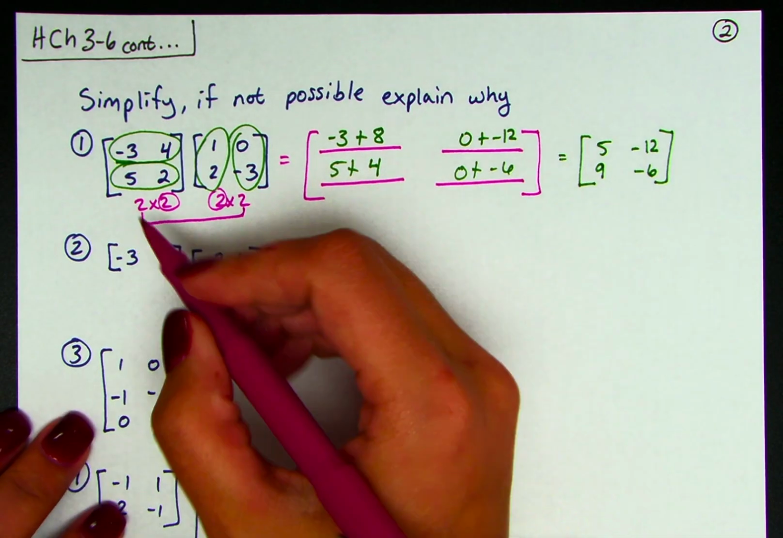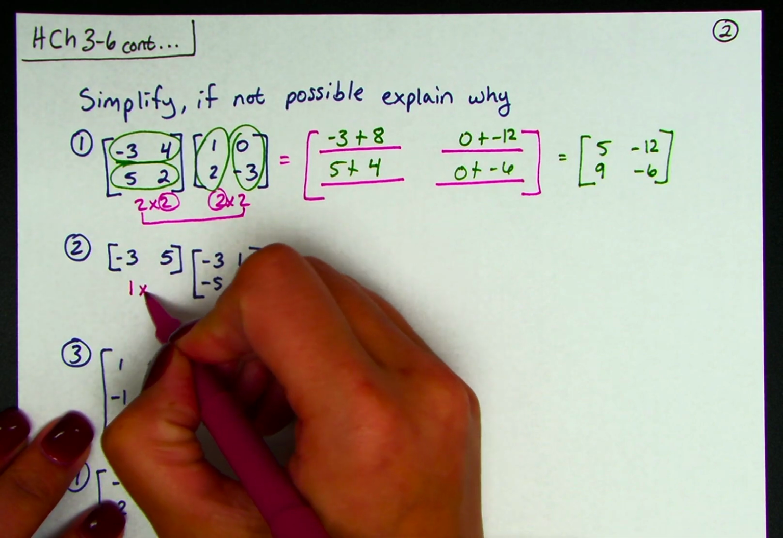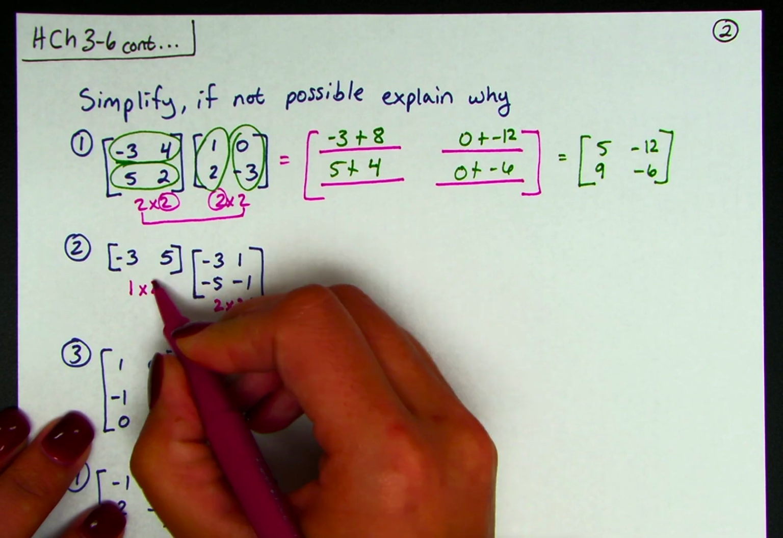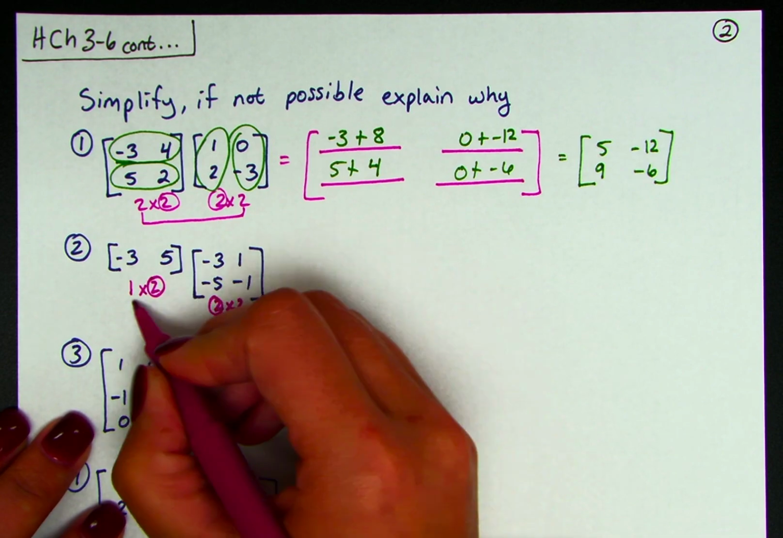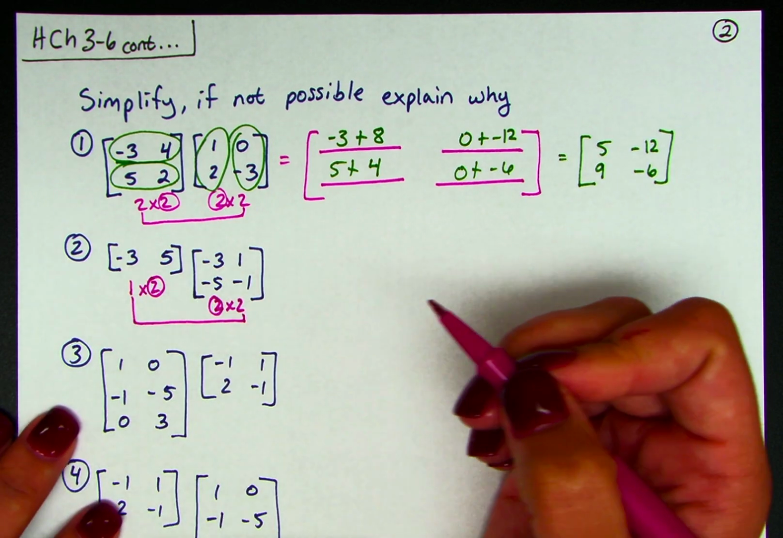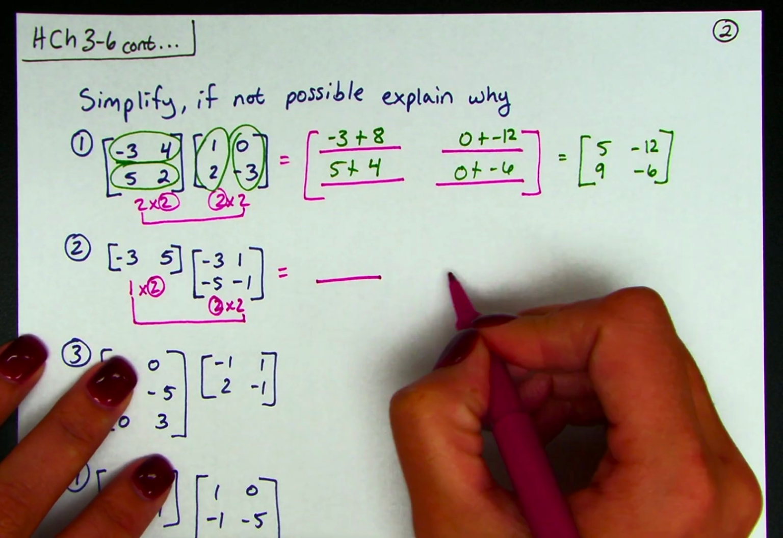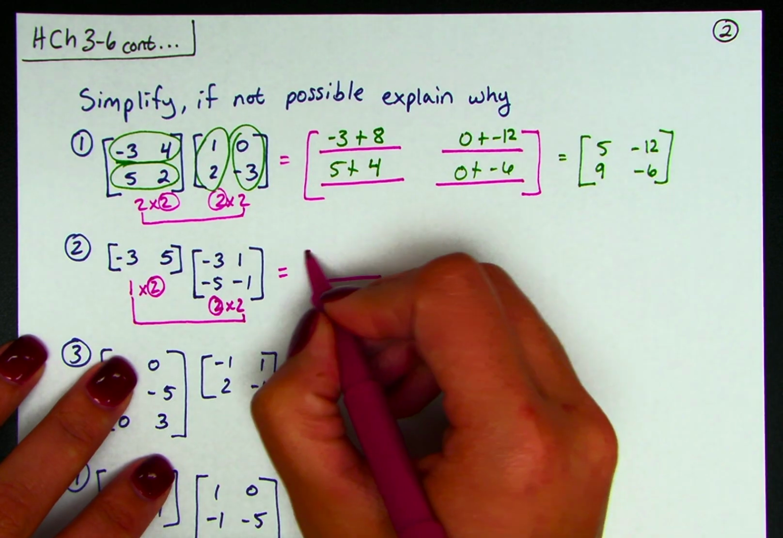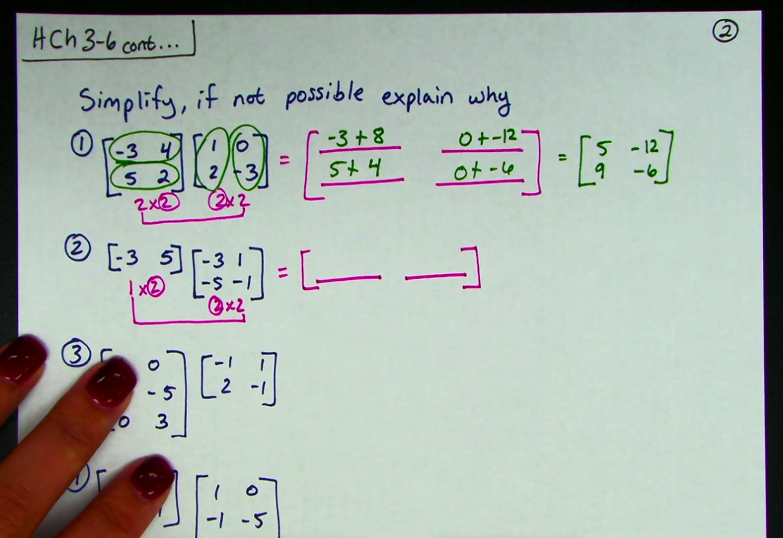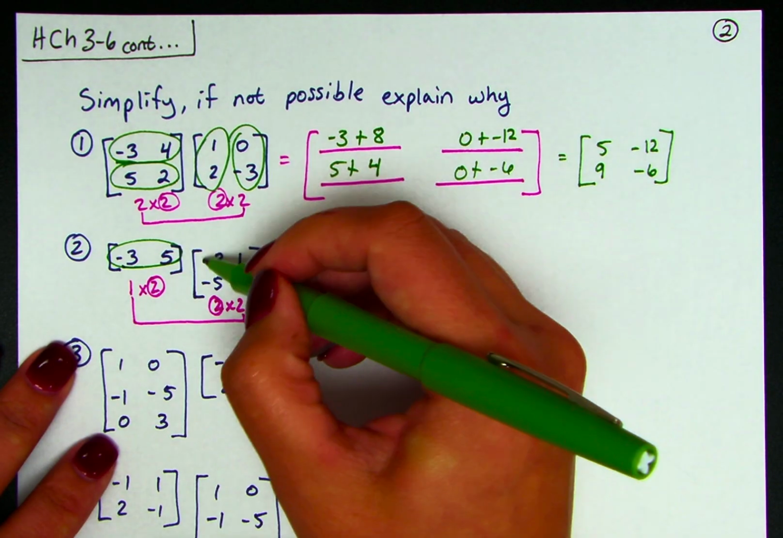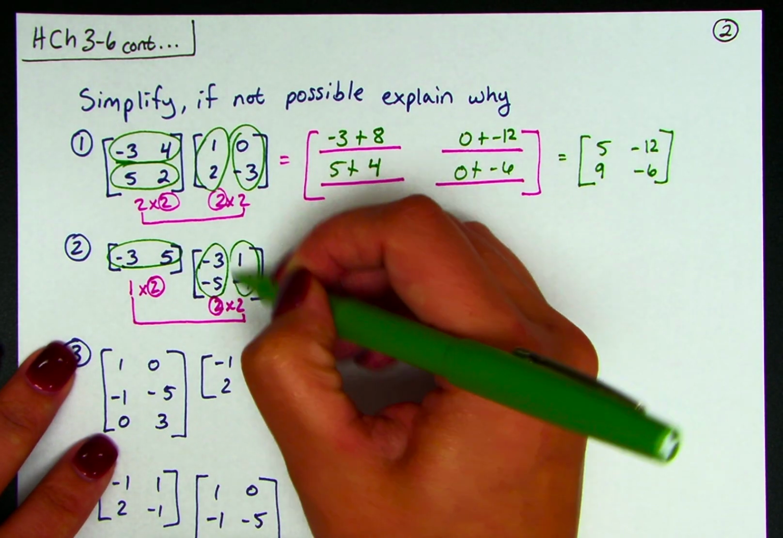All right, next one. We have 1 row, 2 columns, 2 rows, 2 columns. So inside numbers are the same, outside numbers are the new dimensions. So I'm going to have 1 row, 2 columns. Okay. All right, so again, taking my rows of the first times columns of the second.